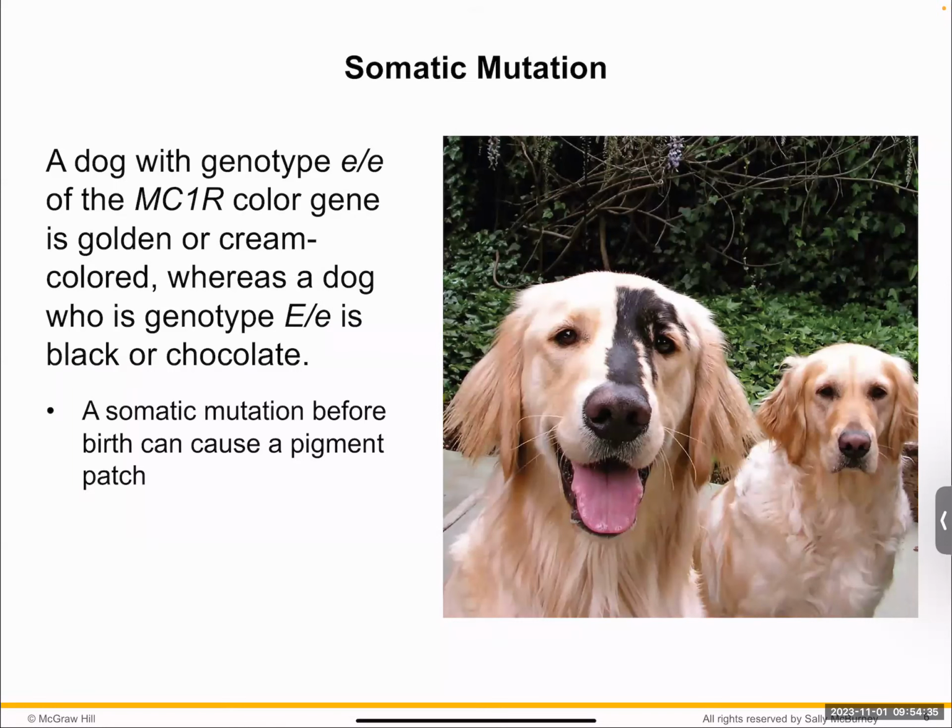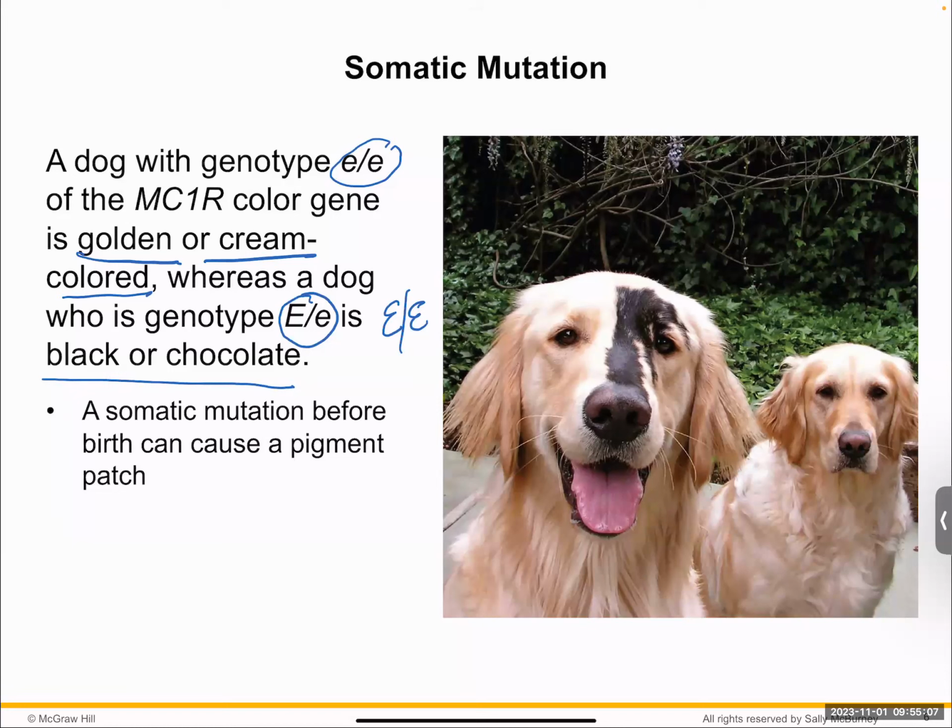So when you have a genotype ee, which basically means they're both recessive, in the color gene of the dog, you typically see a golden or cream colored animal. Versus if you have either capital E lowercase e or EE, which means at least one of the genes is dominant, your color is going to be on the darker side, so black and chocolate. So this is what is associated with the genotype.